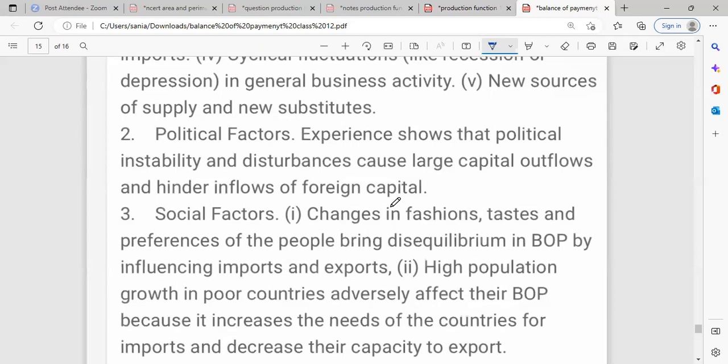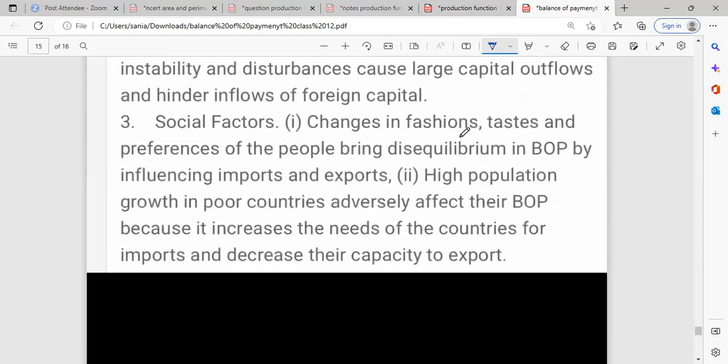So basically what happens when there is a disturbance in your country? Over there, you will export everything, right? Outflow will be there, but you will not purchase, because you don't have money right now. You will sell everything because you want money. So that also leads to disequilibrium.